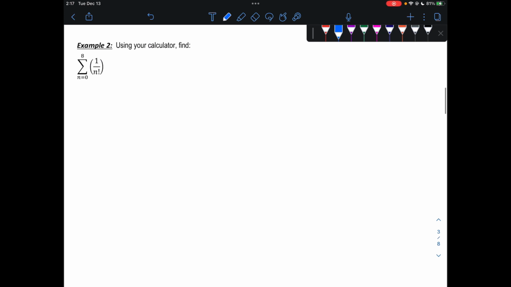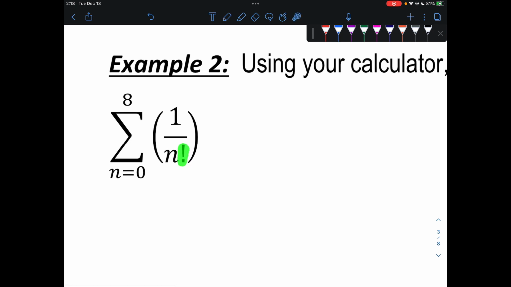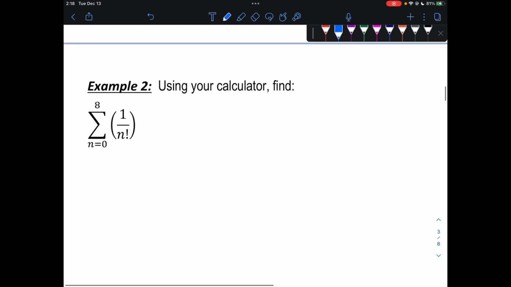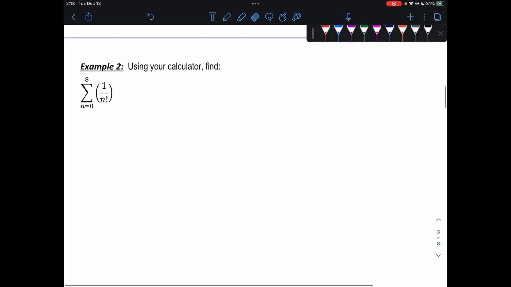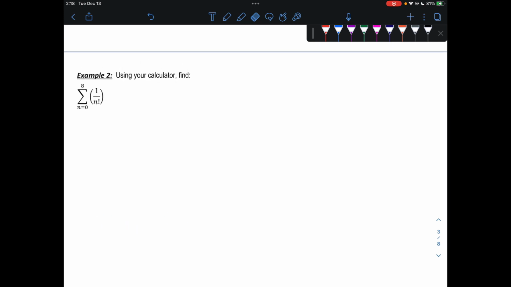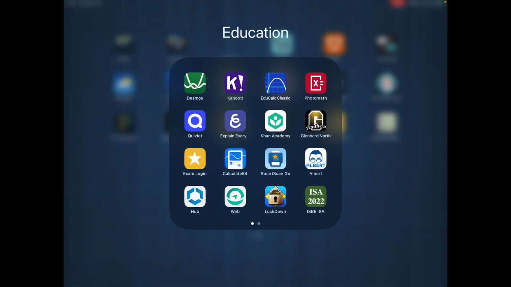Okay, example 2 says use our calculator to find this. If we don't know what this symbol means, this is factorial. What that means is you multiply it by every number lower than it down to 1. So let's say, for example, I had 3 factorial. It's 3 times 2 times 1. If I had 6 factorial, 6 times 5 times 4 times 3 times 2 times 1. We're going to use our calculator to find this. So go ahead and get your calculator out here.